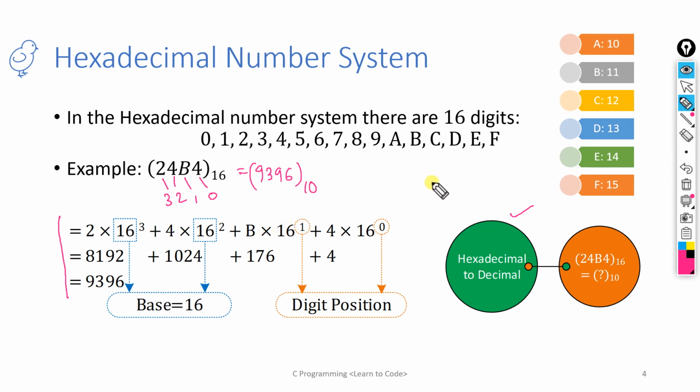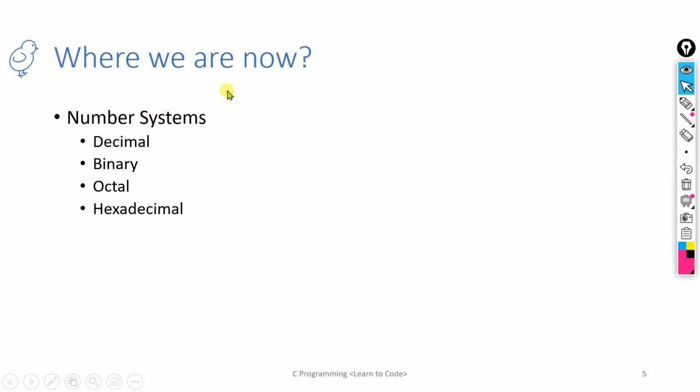Okay, I hope you understand all the four number systems that we have discussed right now. So let us go for the next slide. So where we are now. We have discussed four different number systems. So what are the number systems? One is called decimal, second one is called binary, third one is octal, and fourth one is hexadecimal. So quickly recap the things. In decimal number system, how many digits are you using? 10 digits. In binary number system, bi means 2, so 2 digits.